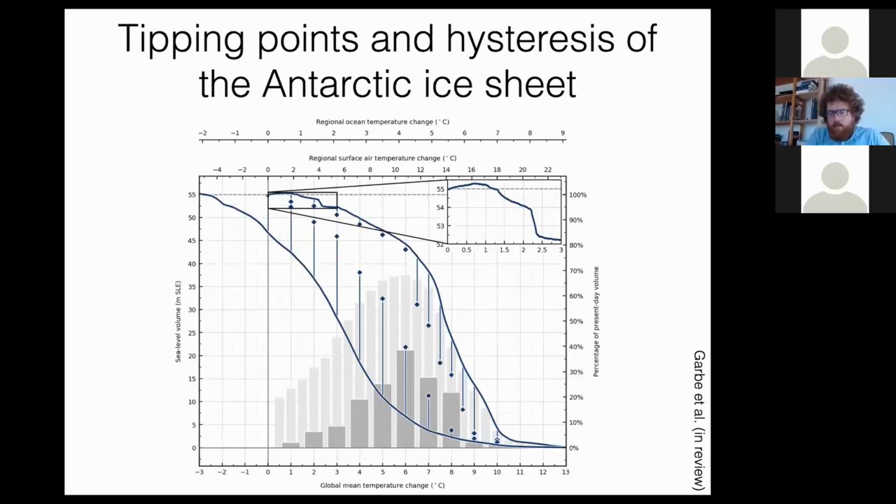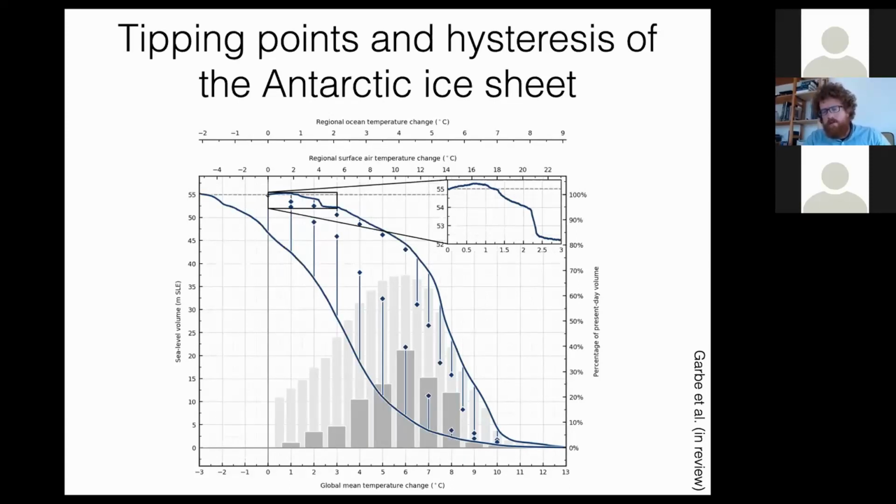Then, if you zoom in a bit more at temperature rises that are more expected in the near future, you can look at this inset, and it shows that at above 1 degree of global warming, the hysteresis curve starts going down, volume starts to decline, and there's quite a steep gradient there between 2 and 2.5 degrees, which corresponds to a collapse or part collapse of the Western Antarctic ice sheet.